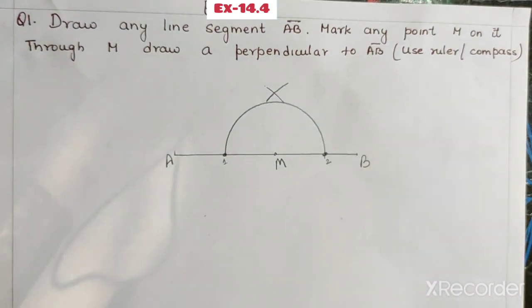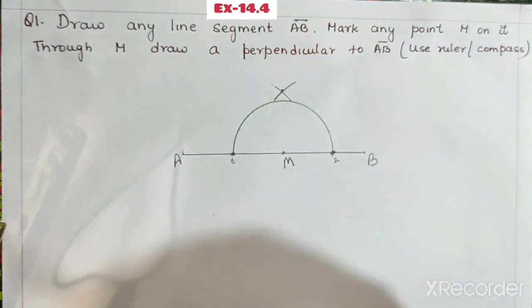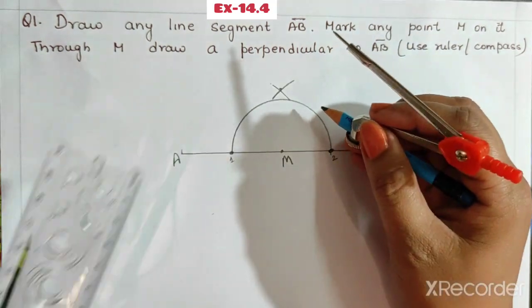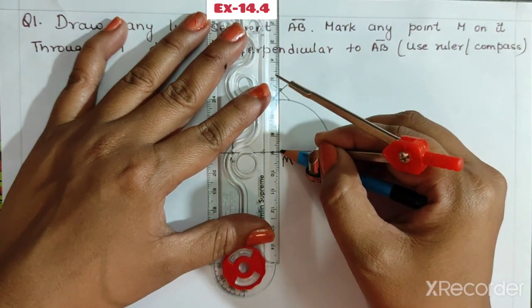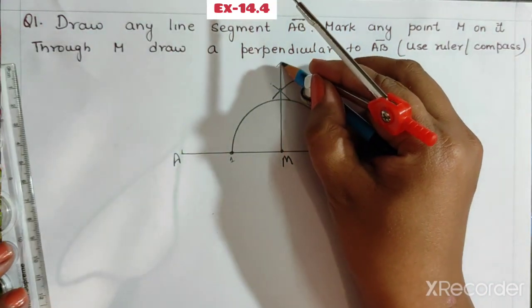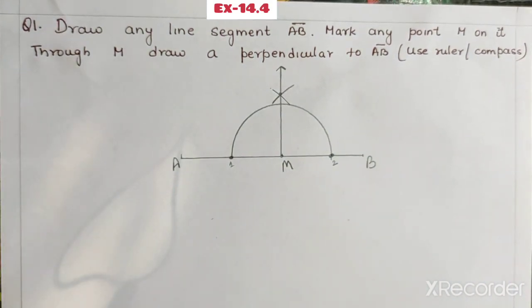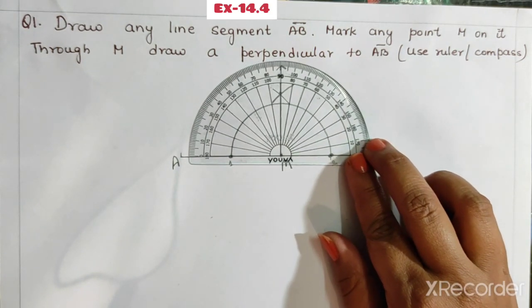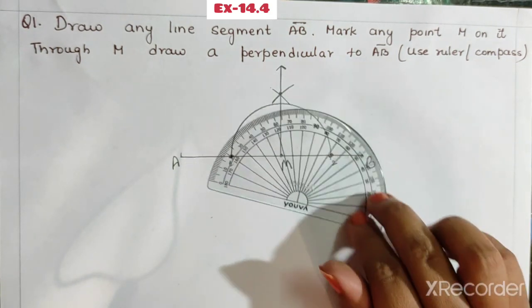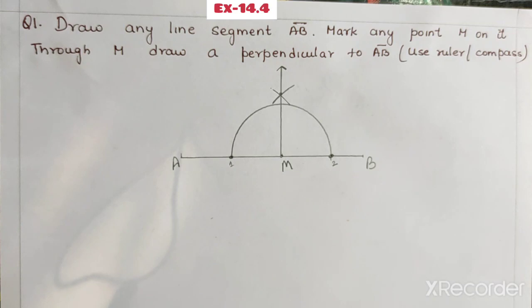Now just check, this is the point where the 2 arcs cut each other, right? So you have to join the point M with this point, and this is the perpendicular. You can check it using the protractor also, that this line segment which we have drawn is at a 90-degree angle to the line segment AB. So this is the way to draw a perpendicular to any line segment.